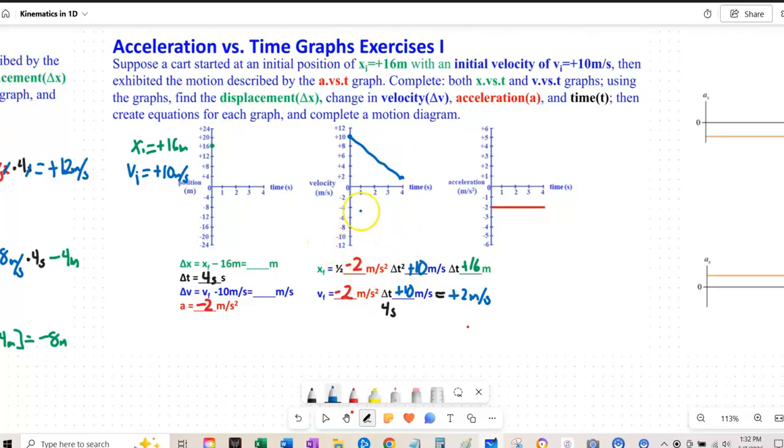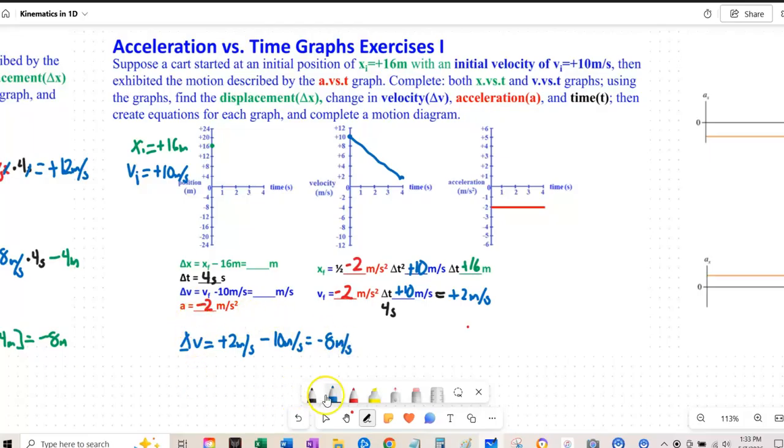Now that we have that and we've constructed our velocity versus time graph, we know what its final velocity is. So let's just calculate that change in velocity again, which is going to be positive 2 meters per second minus a positive 10 meters per second, which is going to be -8 meters per second.